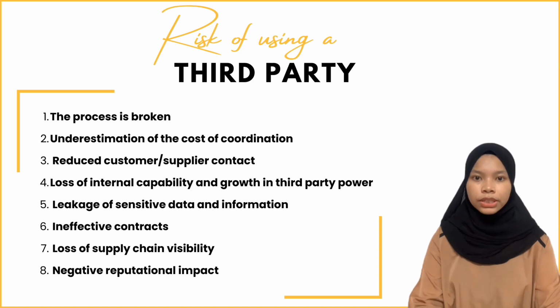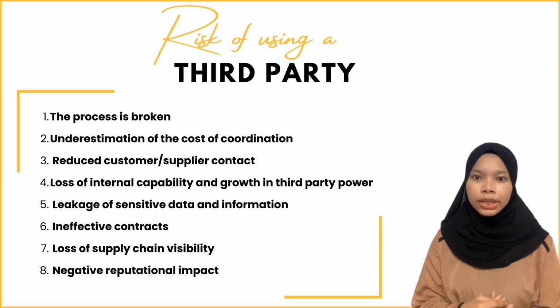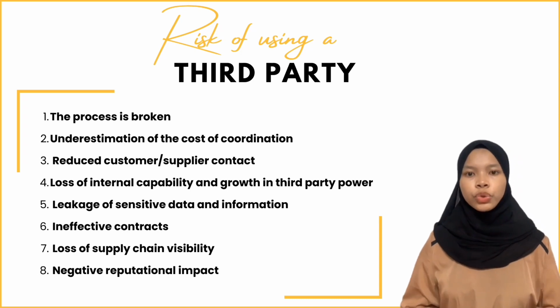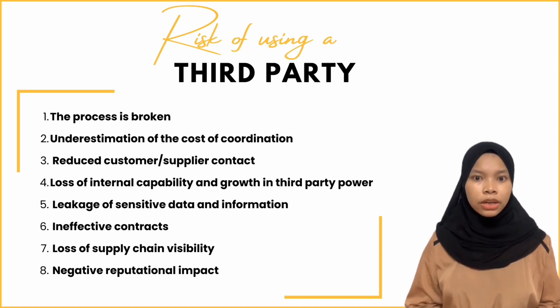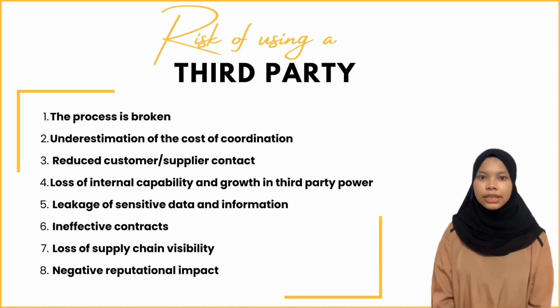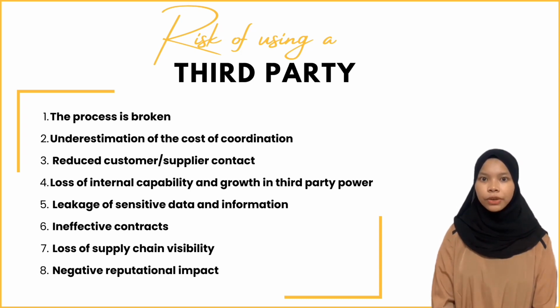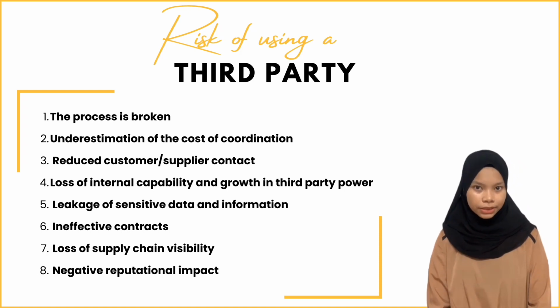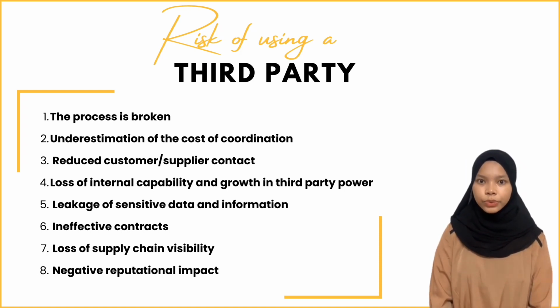The fourth one is the loss of internal capability and growth in third-party power. A firm may choose to keep a supply chain function in-house if outsourcing will significantly increase the third party's power. The next risk is the leakage of sensitive data and information. Using a third party necessitates the sharing of demand information and, in some cases, intellectual property. Leakage is always a risk when a third party also serves competitors.